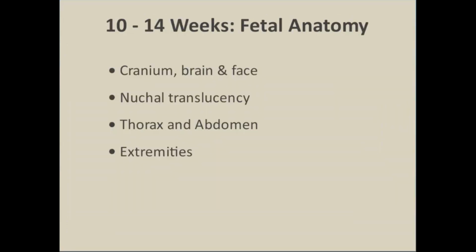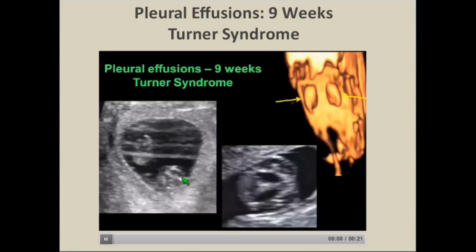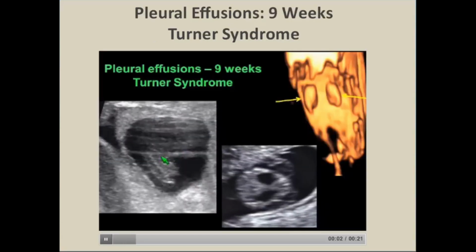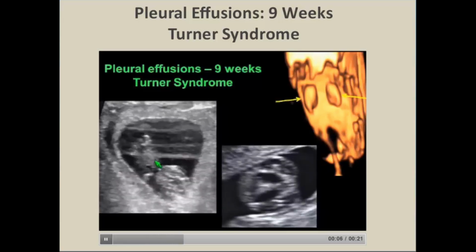Besides looking at the head and the neck, we also have the opportunity to see the trunk, to look at the thorax, to look at the abdomen, and even to look at the extremities. We may make a diagnosis of early hydrops in some fetuses by seeing fluid inside the chest, a pleural effusion, and when we do, it's often accompanied by a cystic hygroma. So here's a fetus at 9 weeks gestation. You can see on the scan that there's fluid around the heart here.